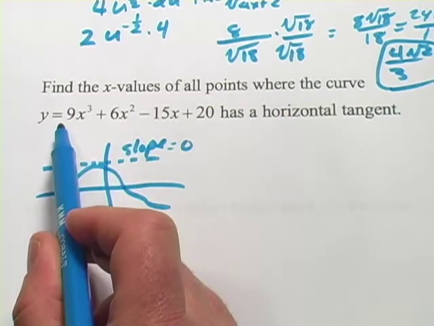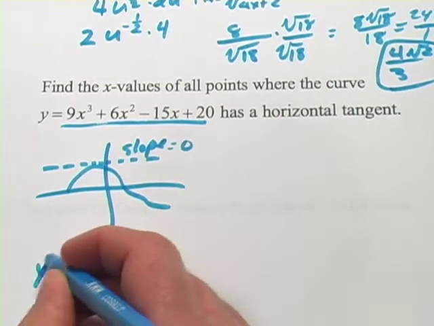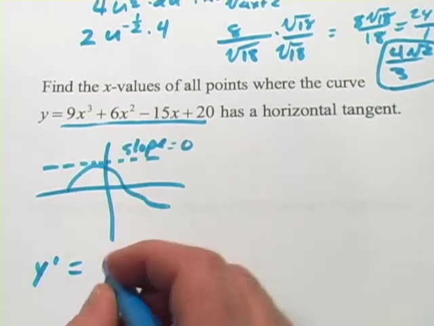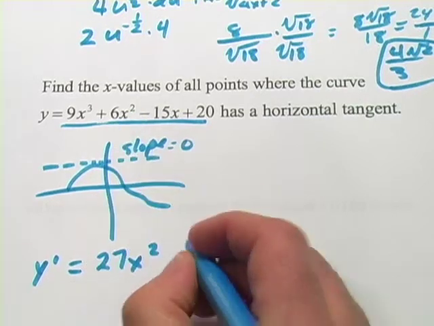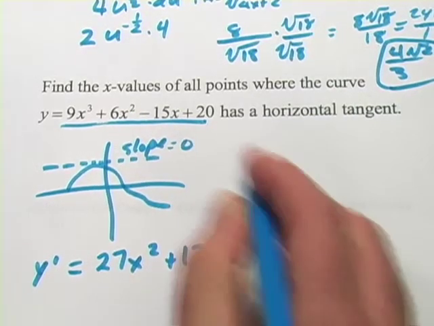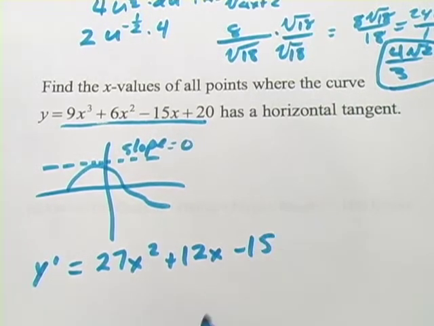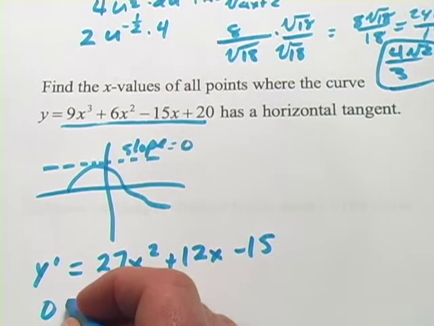So let's try that. I'm going to take the derivative of this function here. So y prime equals, that'd be 3 times 9 is 27, x squared. And 2 times 6 is 12x, and minus 15. And now we're going to set that equal to 0.